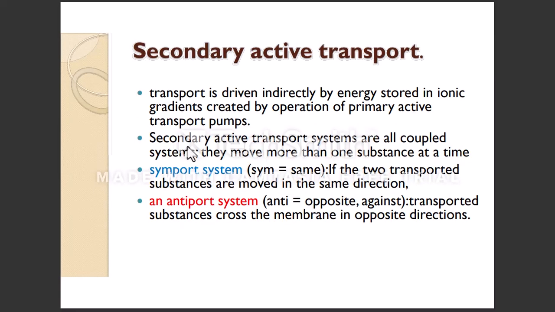Now we'll talk of secondary active transport. It is transport that is driven indirectly by energy stored in an ionic gradient created by the operation of primary active transport pumps. So in this case, energy is stored within a gradient and is used to transport a substance. The energy does not come directly from the hydrolysis of ATP. Under secondary active transport, we have the symport system, which involves the transport of two substances in the same direction. Then we have the antiport system, which involves the transport of two substances across the membrane in opposite directions.